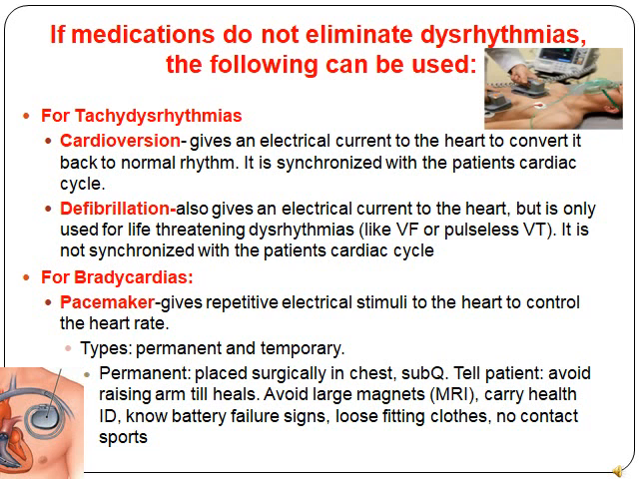If the patient has a bradycardia, a dysrhythmia that's too slow, you could do a pacemaker. What the pacemaker does is that it gives repetitive electrical stimuli to the heart to control the heart rate. There are two different types, permanent and temporary. Permanent is placed surgically in the chest, subcutaneously. You want to tell the patient to avoid raising their arms until it heals, to avoid large magnets like an MRI. They should carry a health ID, especially to the airport, and they should know battery failure signs. They should wear loose-fitting clothing and not play contact sports.